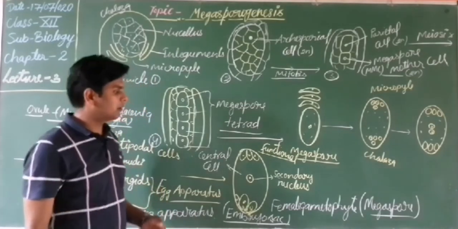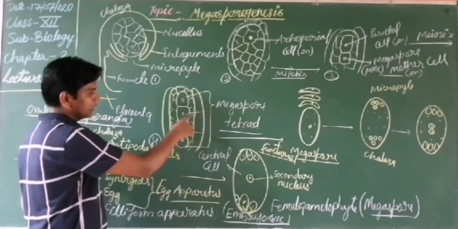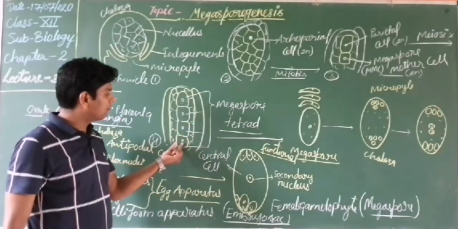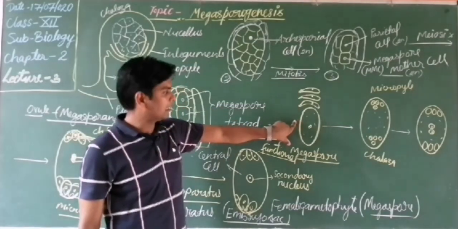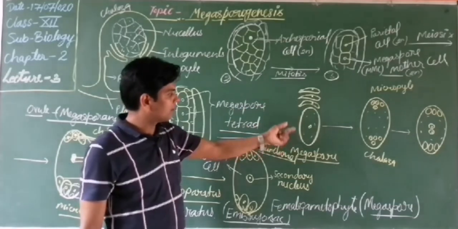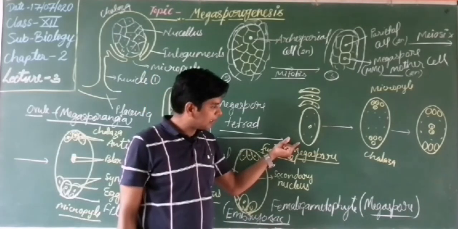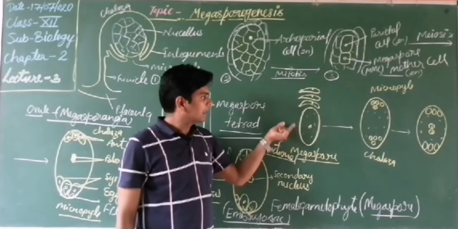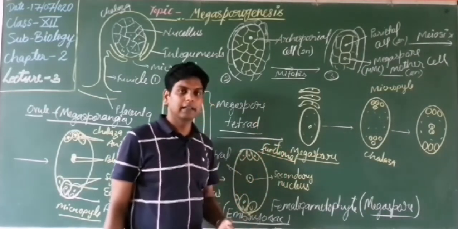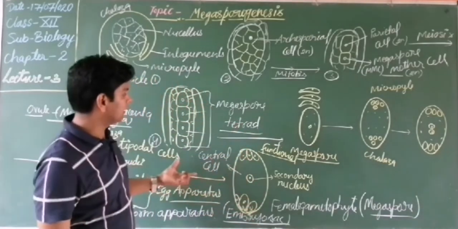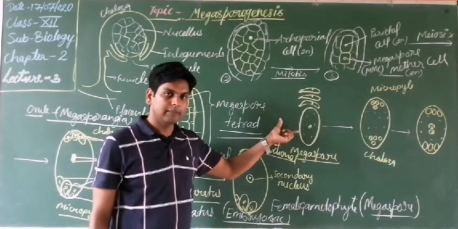Got it? Students, in some plants, as we are discussing, 4 megaspore tetrads are formed. Here 3 degenerate and only 1 is functional. Sometimes more than one megaspore can be functional. So this condition of the plant is known as monosporic because 1 megaspore is functional. When 2 are functional, bisporic; 3 are functional, trisporic; and when 4 are functional, tetrasporic. Okay, so these are the plants in which this type of megasporogenesis occurs.